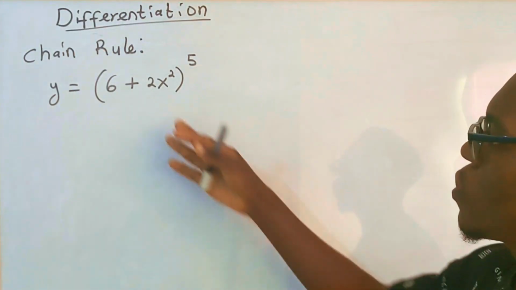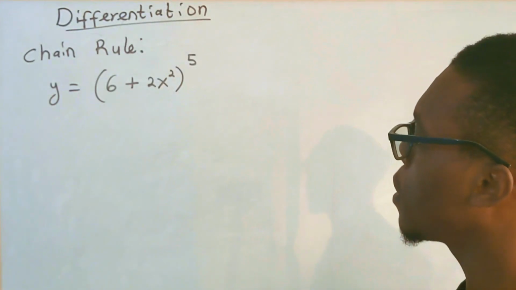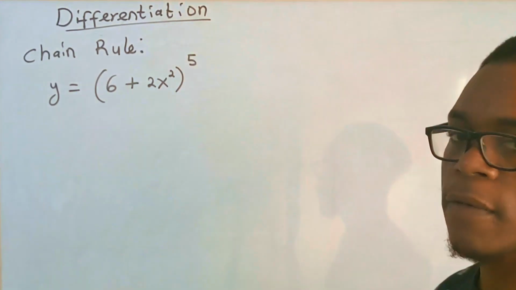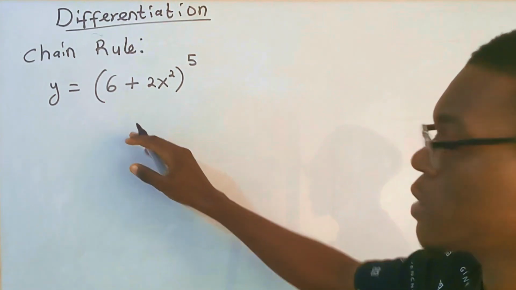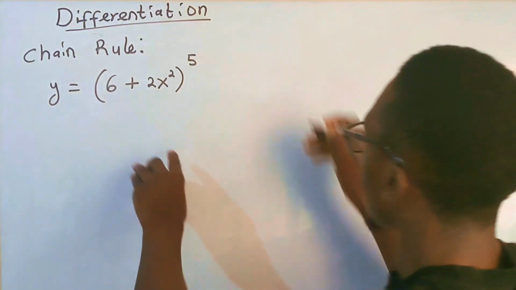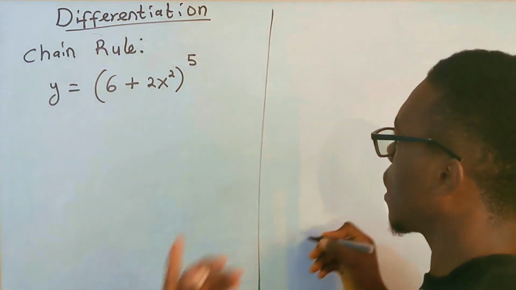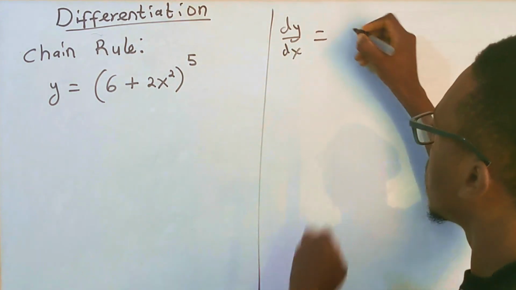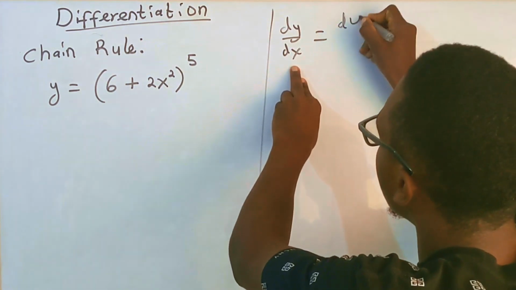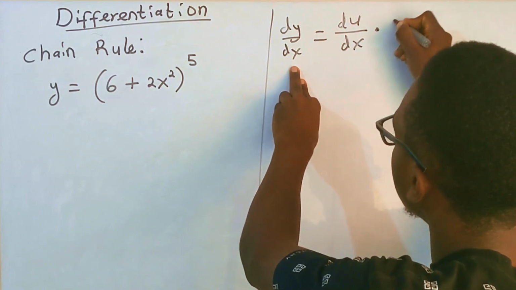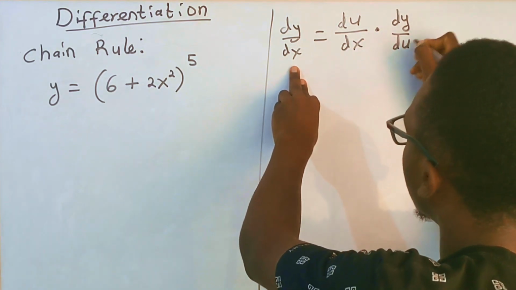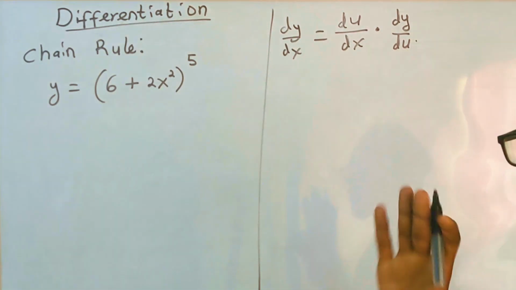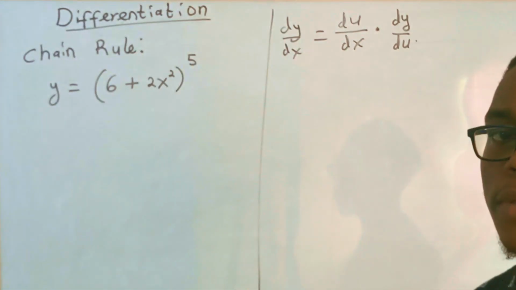Okay, if you are having this question to solve for the derivative of x, given that y is equal to (6 plus 2x squared) to the power 5. Which method are we going to use to solve this? This is a bit of a complicated function. We are going to use the chain rule principle that says that dy over dx is equal to du over dx times dy over du. Then the question you are asking is where is du over dx and where is dy over du? Stay tuned, then take a look at this question.